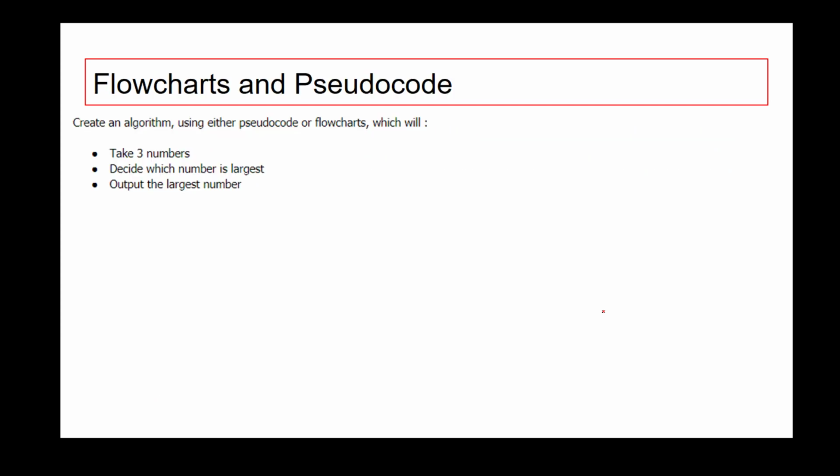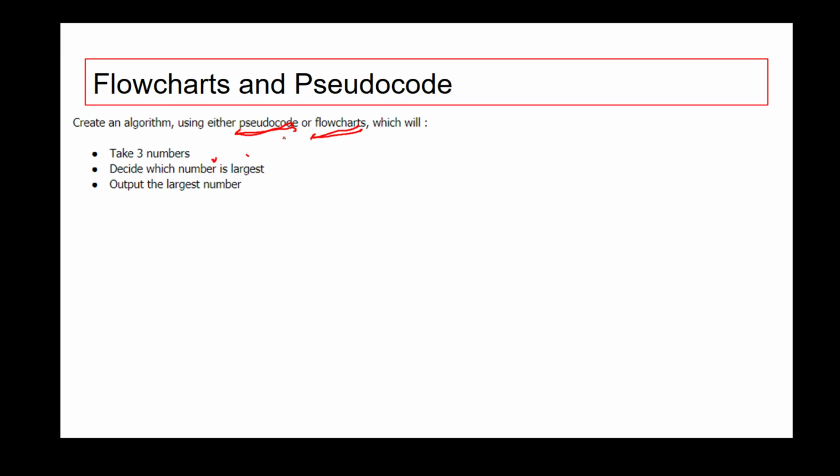So here we've got an example exam question. Create an algorithm using either pseudocode or flowcharts, which will take 3 numbers, decide which number is the largest, output the largest number. Main thing to remember when you're doing an exam, if it says using either pseudocode or flowcharts, you can create either. But if it says using pseudocode or using flowcharts, you've got to go with that. If you create an answer to this and it says using only pseudocode, you need to use flowcharts, you won't get any marks. So what we're going to do is look at it in 2 ways.